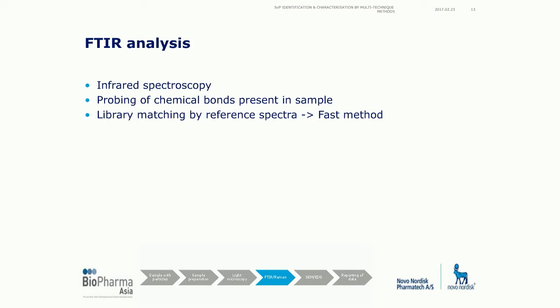From here, we would move on to FTIR analysis. This is infrared spectroscopy, as some of you might be familiar with. Here we're probing the chemical bonds present in the sample, and when we have a spectrum of the sample, we can then do library matching by reference spectra, enabling us very fast to do an identification of the particle.